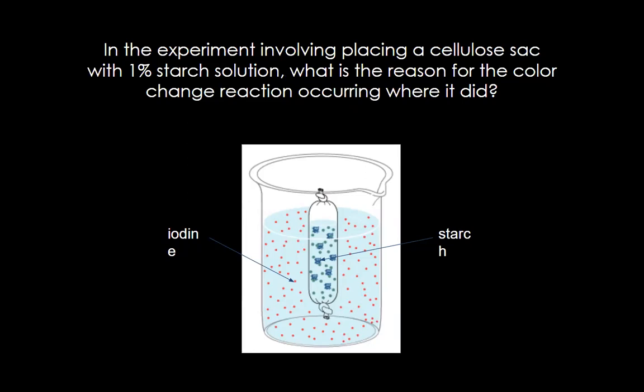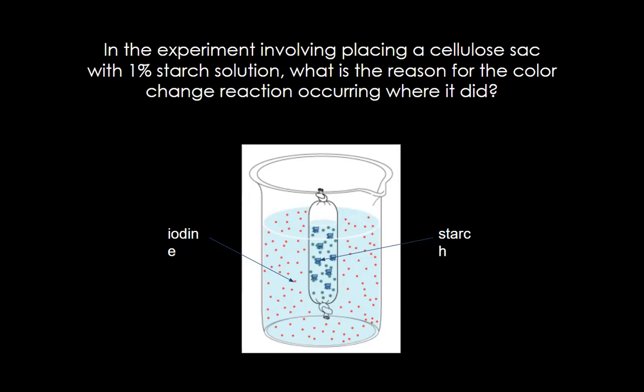Next, in the experiment involving placing a cellulose sac with 1% starch solution, what is the reason for the color change reaction occurring where it did? So as I mentioned a few minutes earlier, the cellulose sac is actually a semi-permeable membrane. It only allows certain molecules to pass through. Specifically, it only allows very, very small molecules to pass through. And in this case, starch is a large molecule and iodine is a very, very small molecule.